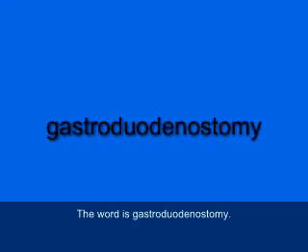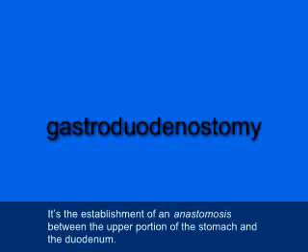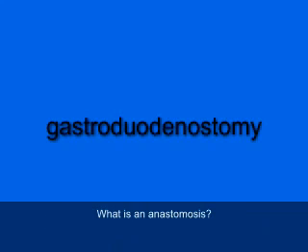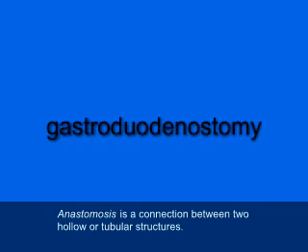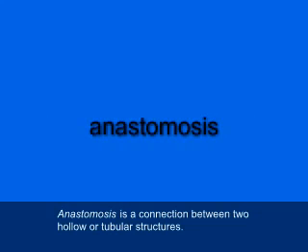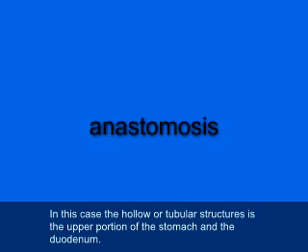GASTRODUODENOSTOMY. Okay, what is this, first of all? It's the establishment of an anastomosis between the upper portion of the stomach and the duodenum. What is an anastomosis? Anastomosis is a connection between two hollow or tubular structures. In this case, the hollow or tubular structures are the upper portion of the stomach and the duodenum.